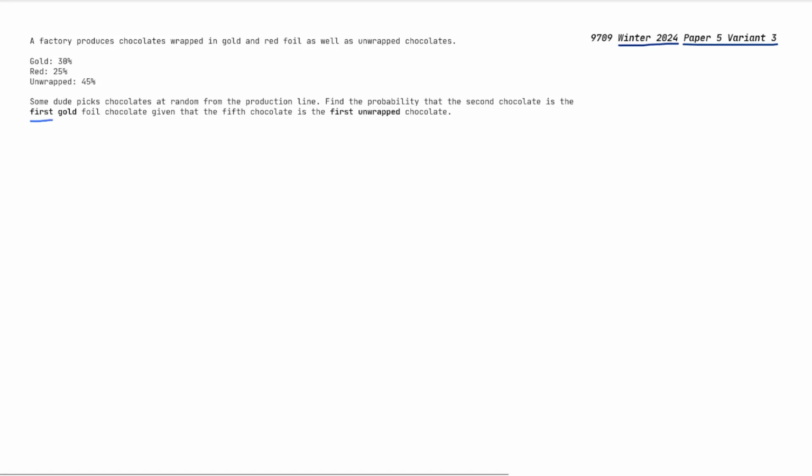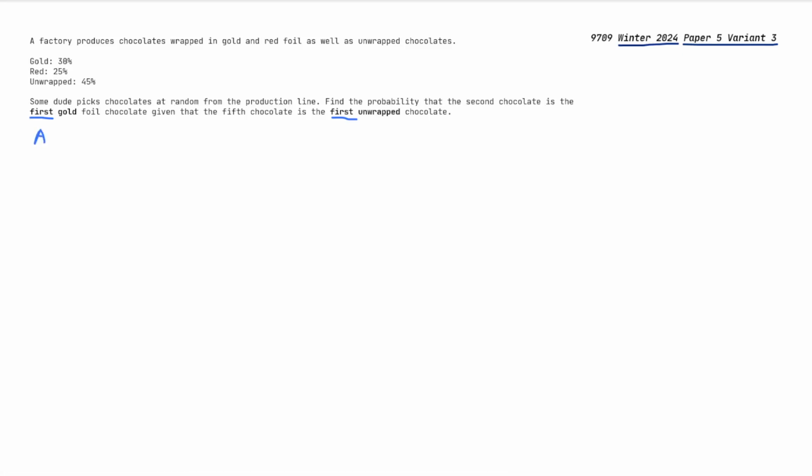Keyword here is first. So the first gold chocolate, given that the fifth chocolate is the first unwrapped chocolate. So what does the word first mean here? It means that all the chocolates before it did not satisfy the condition.